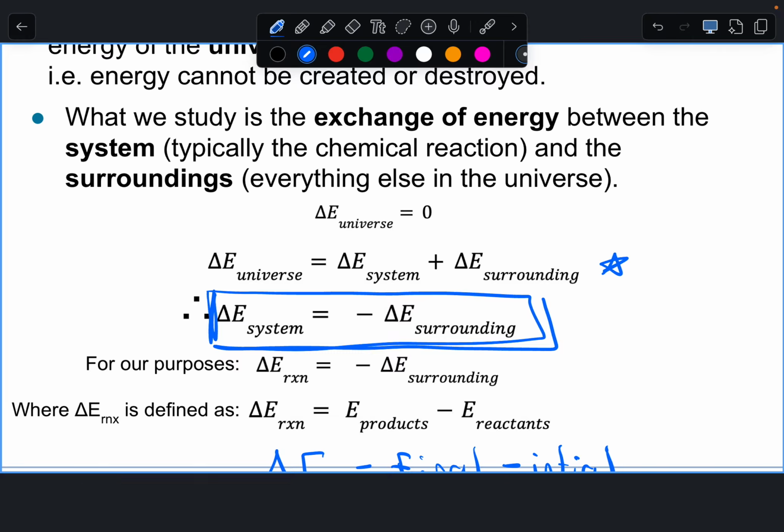And the reason why this is so important is because this is the thing we get to measure. We don't get to measure the system directly. We get to measure the surroundings. So when we measure the surroundings, all we then have to do is change the sign, and then we know what's happening to the chemical reaction.